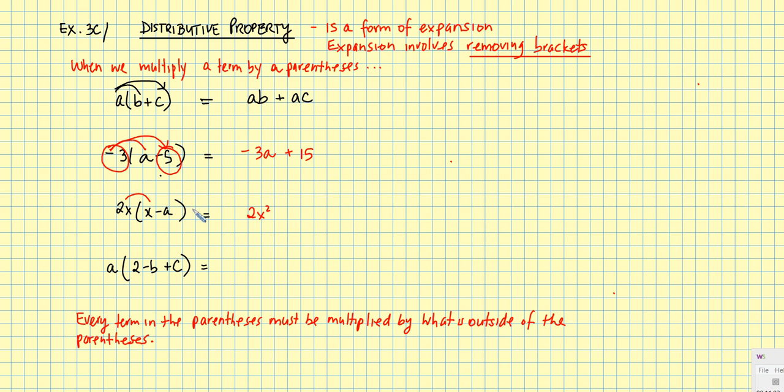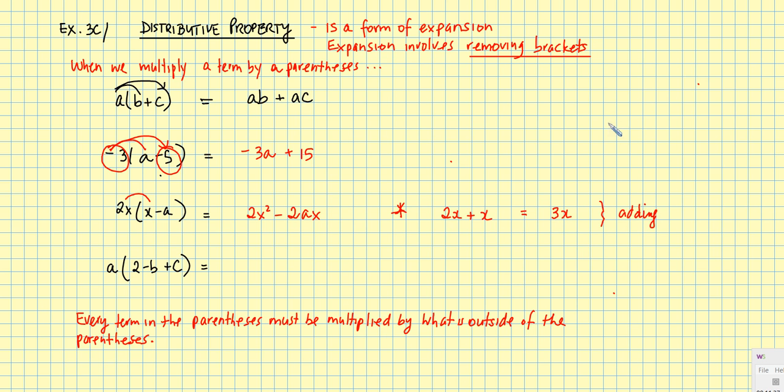And then 2x times negative a gives me negative 2ax, or negative 2xa, but we usually put our letters in alphabetical order as well when we work these out. So let me just do an aside here. Remember that if I have 2x plus x, that would give me 3x. I am adding in this situation.